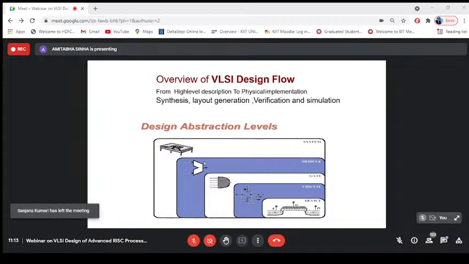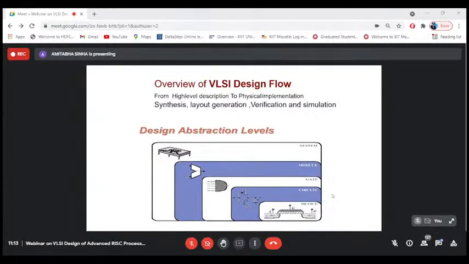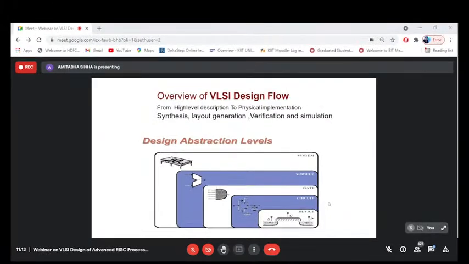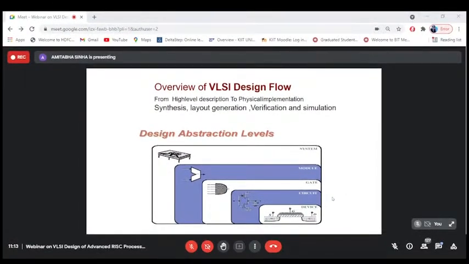So right from the top level going bottom up, ultimately what we have to do is go to the device level. That is the ultimate level. And the VLSI design tool will make the layout of the devices and how they are interconnected among themselves. That is a simplistic form of VLSI design.